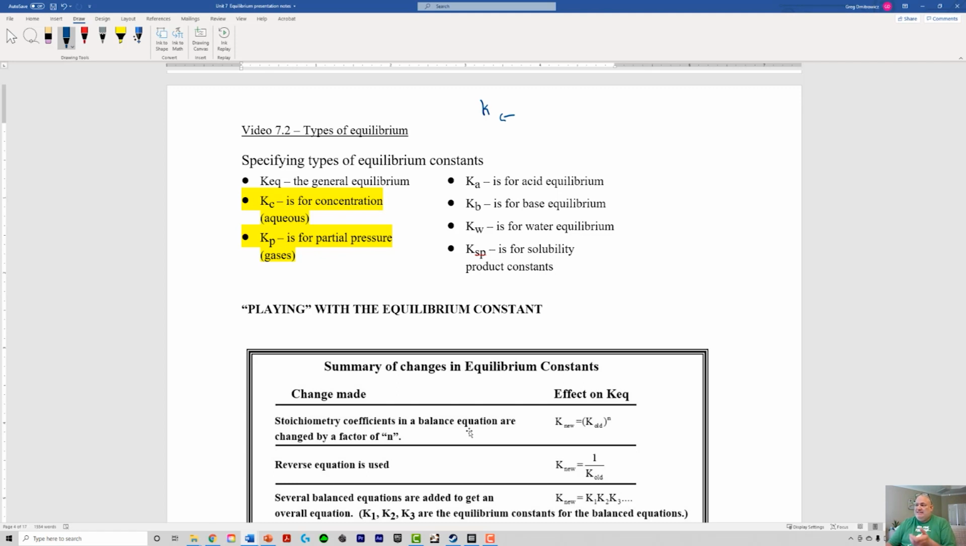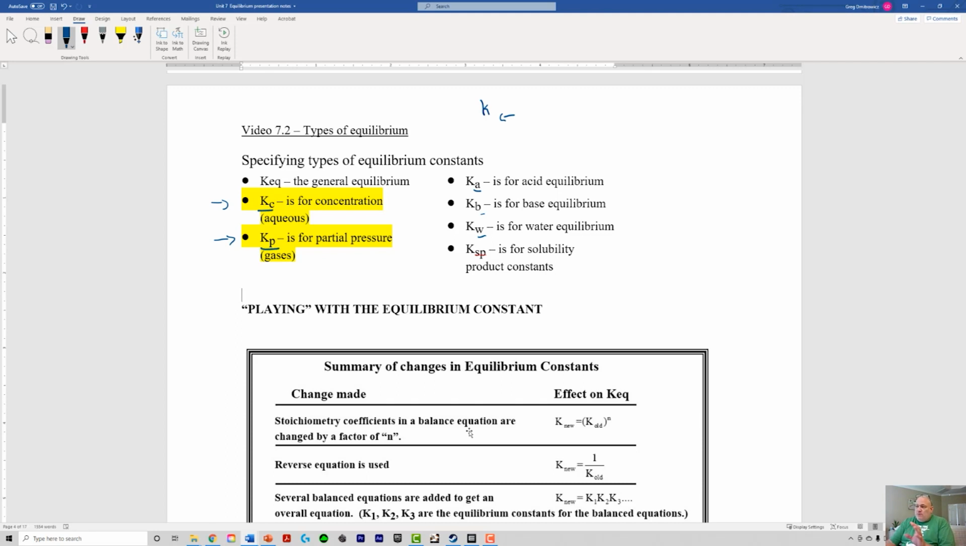Essentially what that subscript does is tell us what type of equilibrium we're dealing with. For example, Kc tells us that we're dealing with concentrations. Kp tells us we're dealing with pressures. Ka, acids, bases, water, solubility product, etc. I want to focus in today, though, specifically on Kc and Kp.